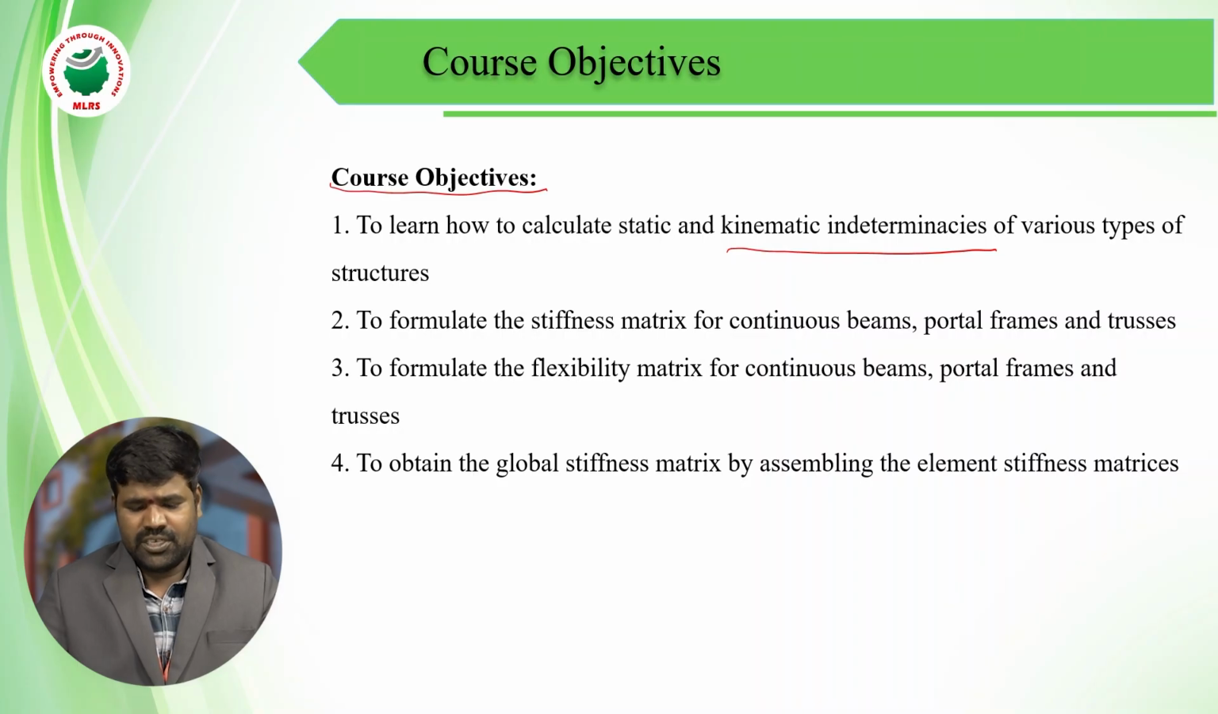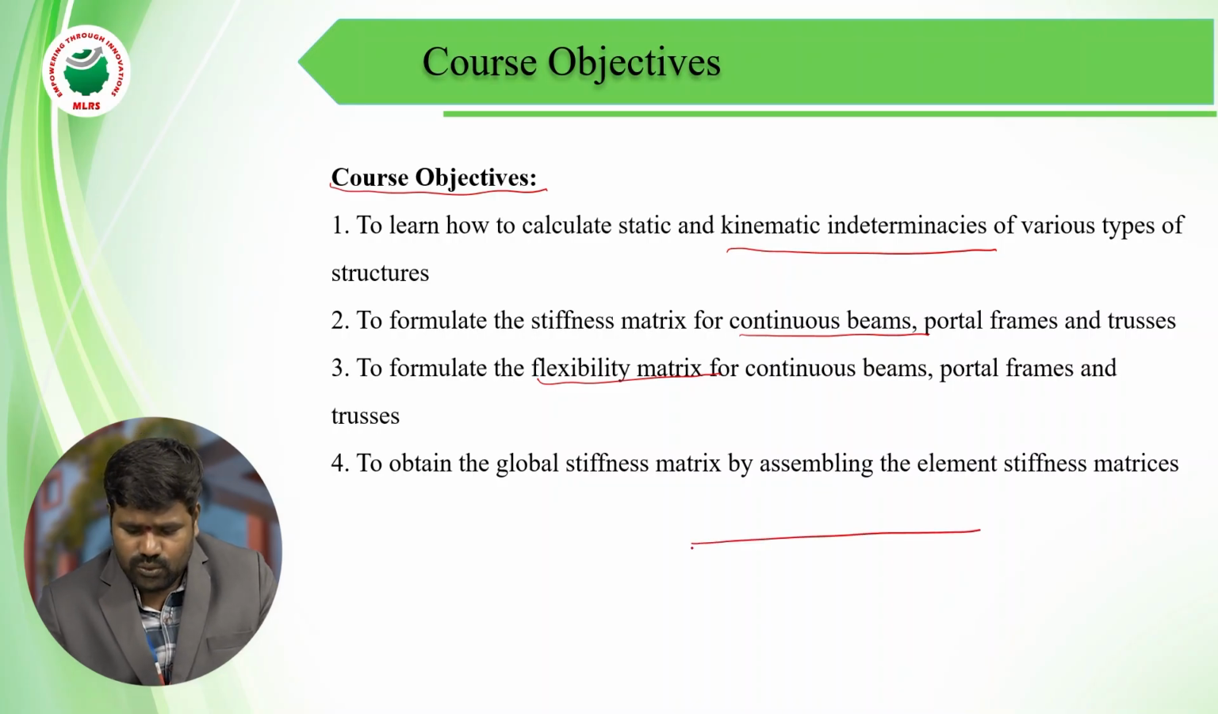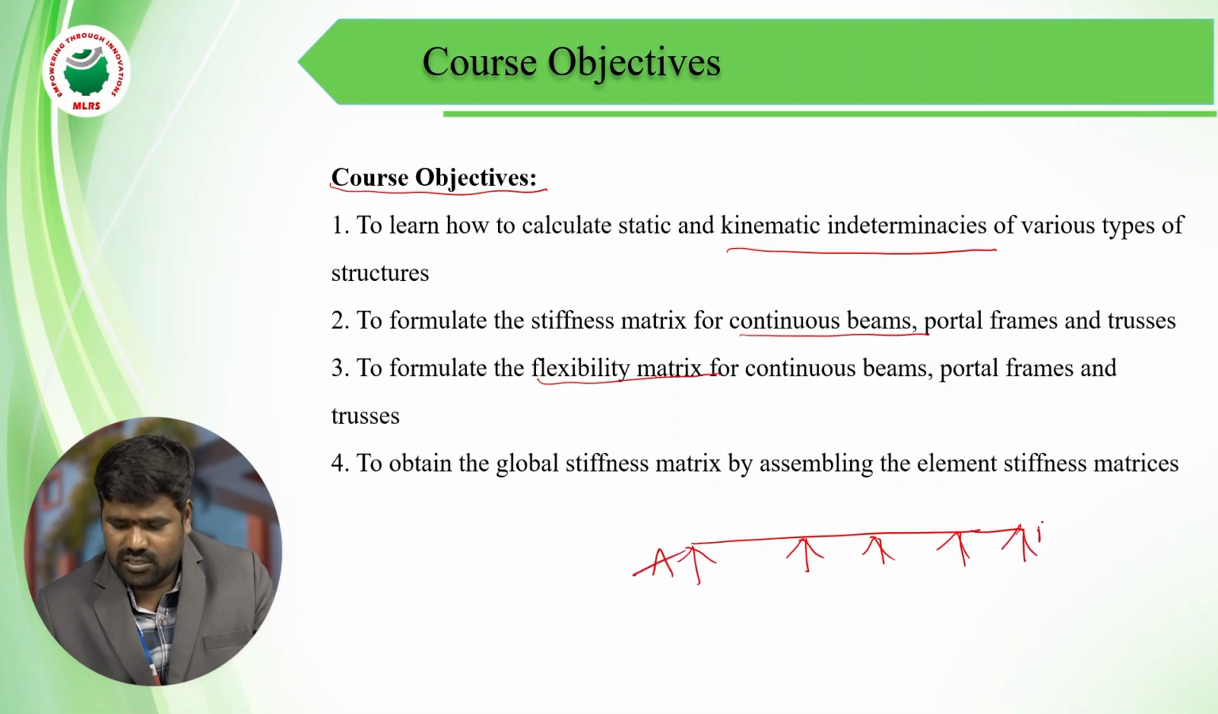Next, the second point, to formulate the stiffness matrix for continuous beams. Beams with more than two supports are called continuous beams. Portal frames and trusses, so many trusses, twin trusses and king trusses. Third, to formulate the flexibility matrix for continuous beams, which have more than two supports.